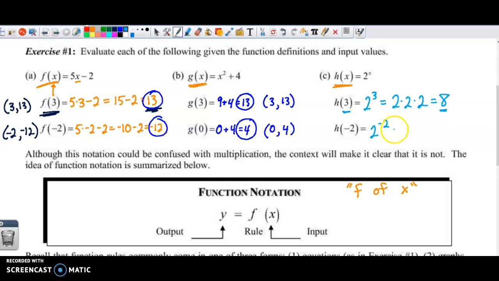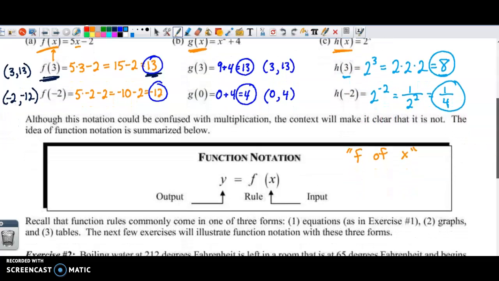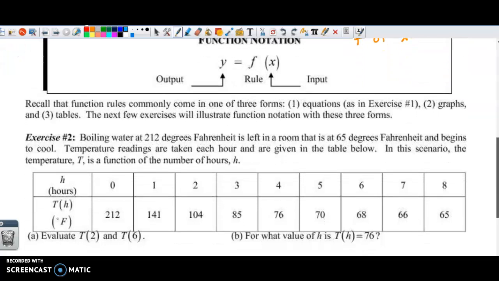You just may have forgotten that with a negative exponent, it becomes a denominator. So 1 over 2 squared gives you 1/4. So these are the values that I care about. And if you're confused by anything, we can discuss this in class. Just bring your questions to class.